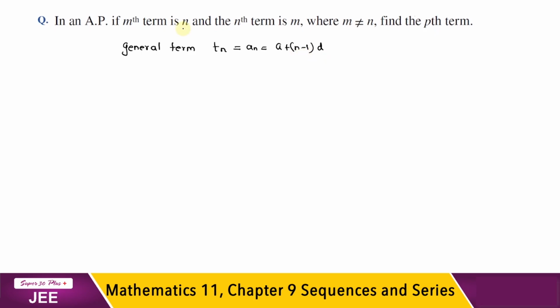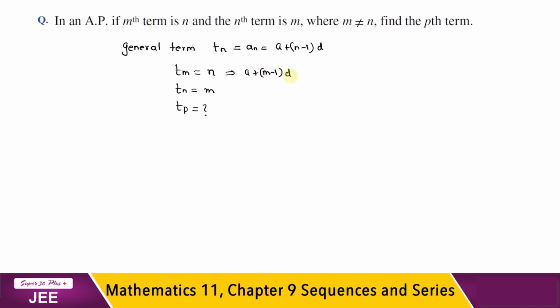So we have been given that mth term is equal to n. So Tm is given to be equal to n, and nth term is equal to m. So Tn is given to be equal to m. Then find the pth term. So pth term, which means we are required to find Tp. Alright. So we are just going to plug in the values in these relations. Tm is equal to what? a plus (m minus 1) into d.